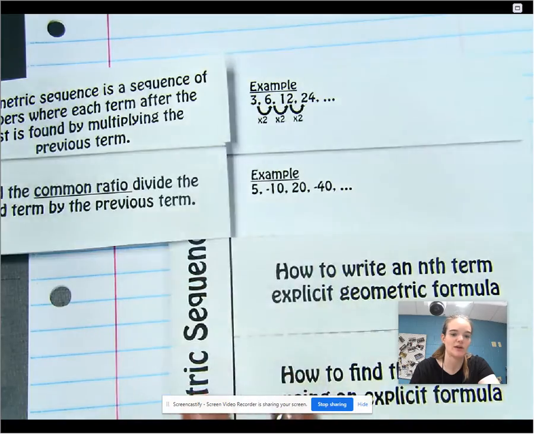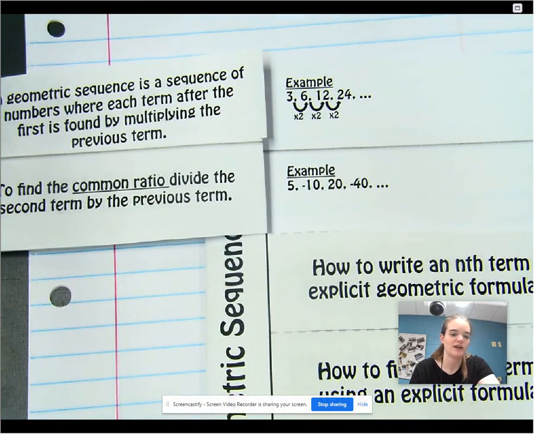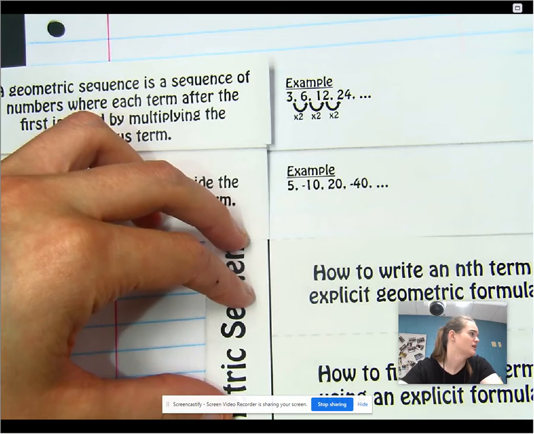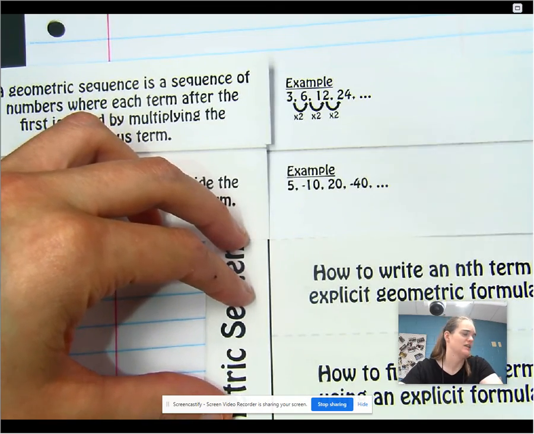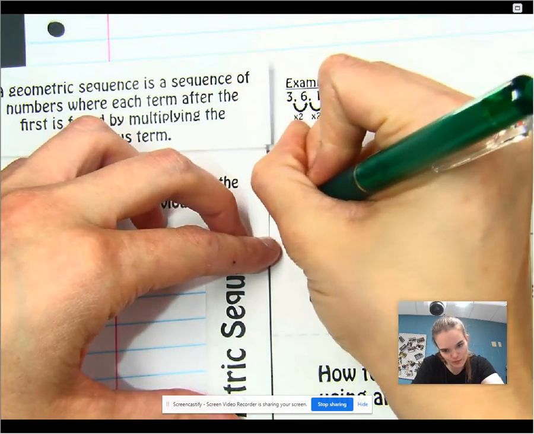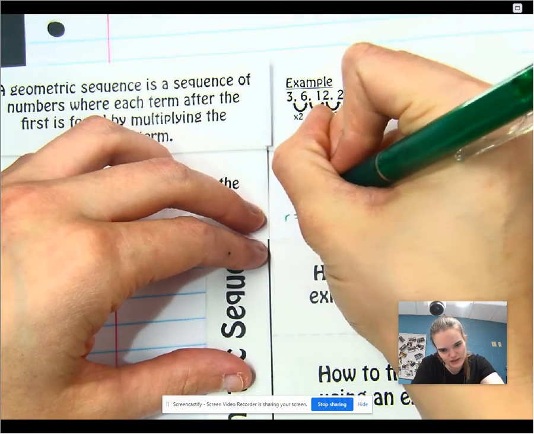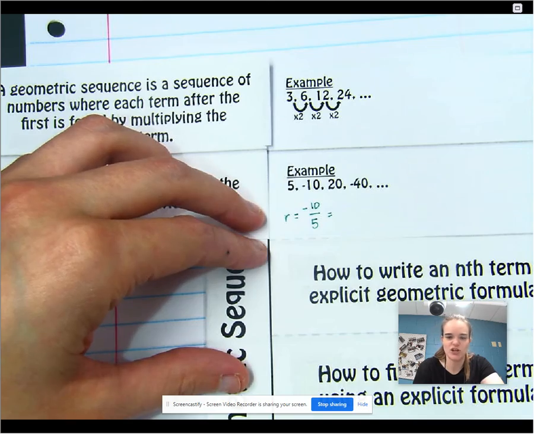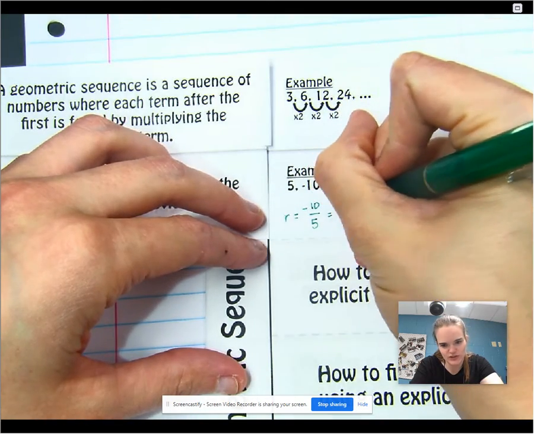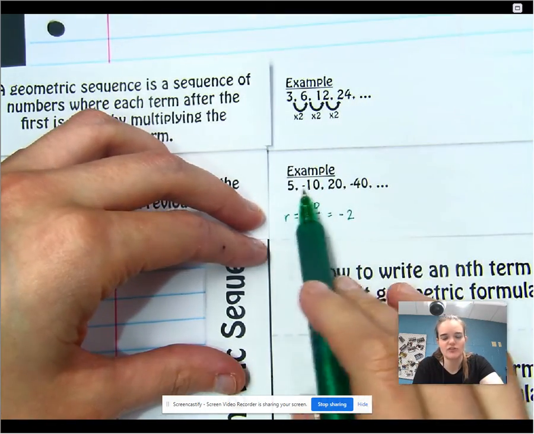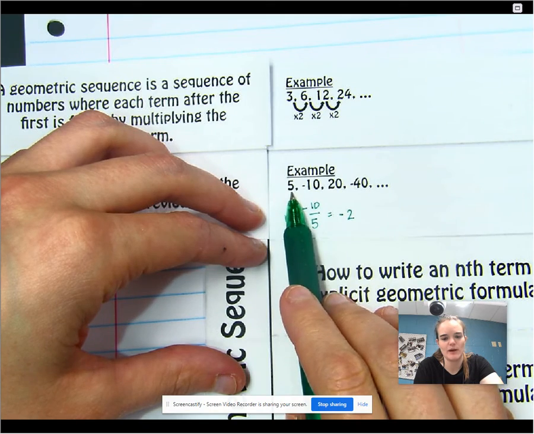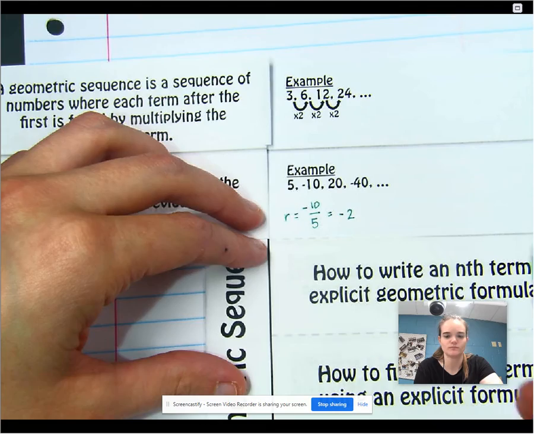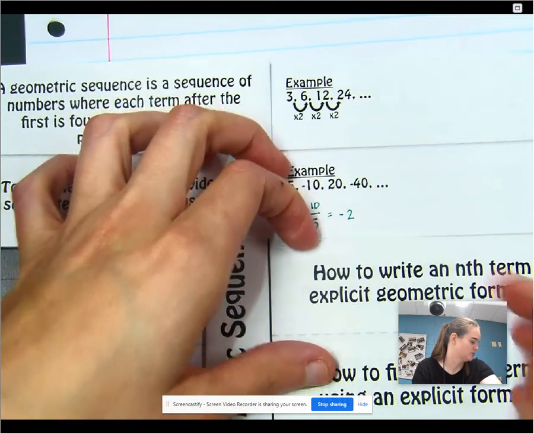To find the common ratio, we divide the second term by the first term. So we're actually going to do that on this one. The second term is negative 10. Remember, we use R. Negative 10 divided by the first term, which is 5. So the ratio is negative 10 divided by 5, which is negative 2. A geometric sequence is the only type of sequence we'll learn about where you can have positive, negative, positive, negative. Okay? All right, now let's talk about how to write the rule.